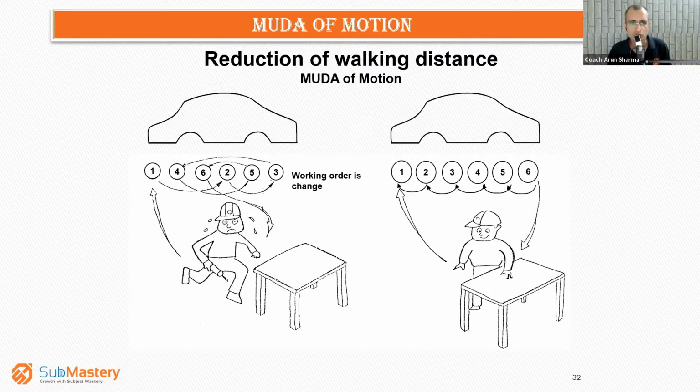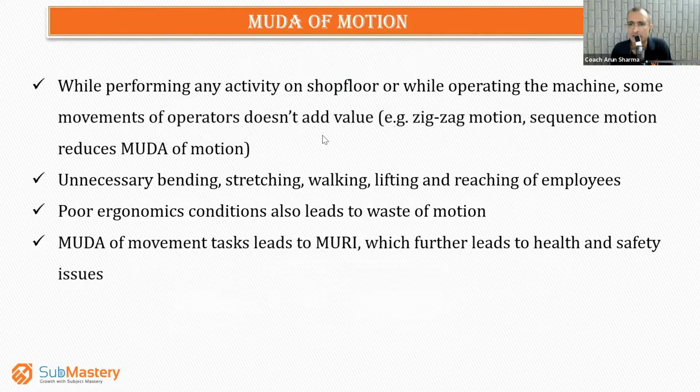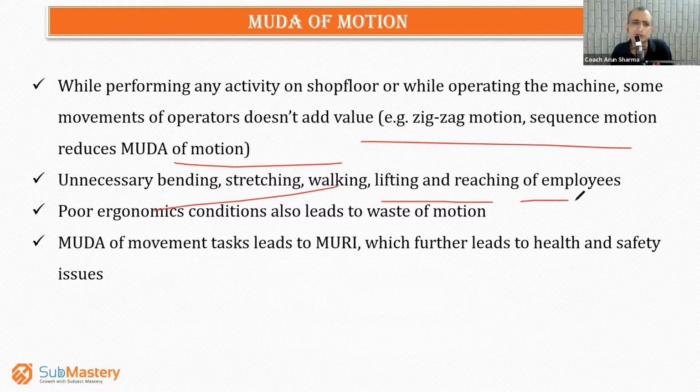While you perform any activity on the shop floor or while operating the machine, some movements are performed that do not add value. If you see zigzag movement, sequenced motion will reduce the MUDA of motion. There should not be zigzag movement, and this is what you need to study. Unnecessary bending, stretching, walking, lifting, these all add to your motion.